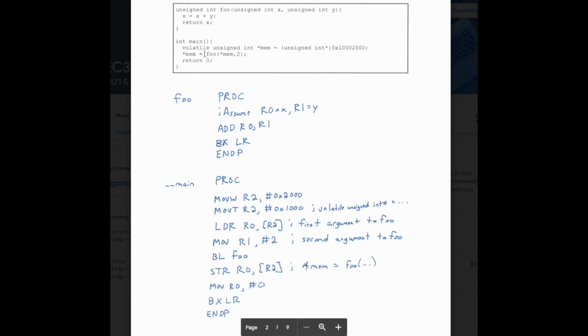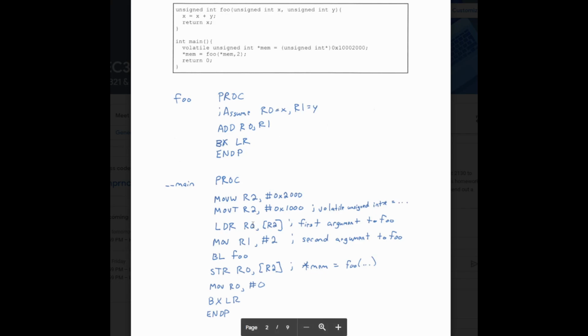And then we have the line *mem = foo(*mem, 2). This is quite a mouthful, but what we're doing here is calling foo with the parameters mem dereferenced and 2, and putting the return value into the memory at mem. So we first load into R0 the value at address R2. That's getting the value from memory in mem, basically the *mem here, and putting it into R0, which is where we expect the first argument to foo to be.